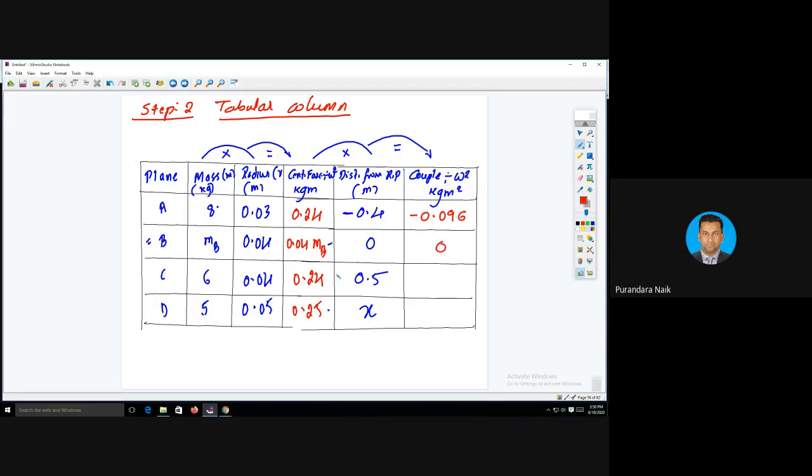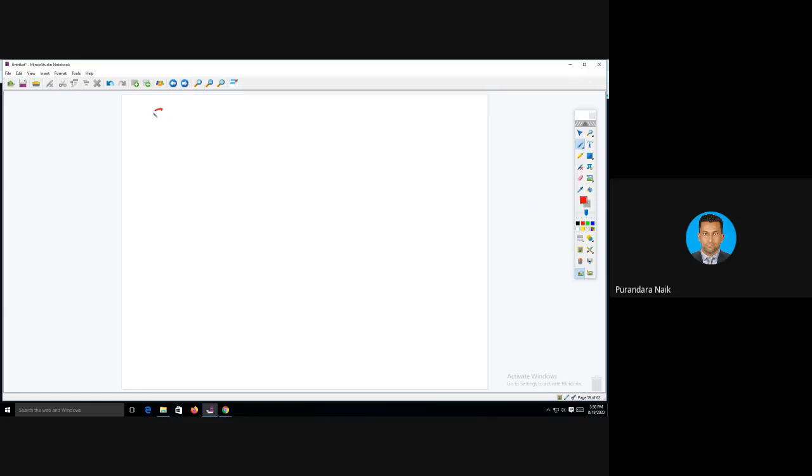Next one, if you multiply these two, we'll get 0.12. And the last one is 0.25X. So this is the table. Now we need to draw the couple polygon. Force polygon you cannot draw, you know that, but you can go for the couple polygon. So step 3, couple polygon.